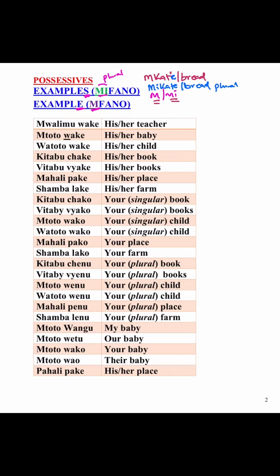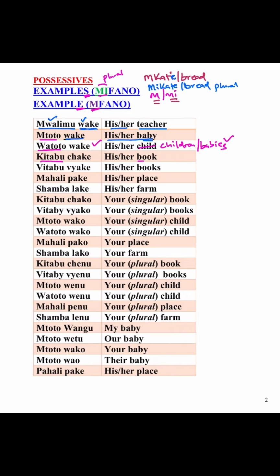So let's continue. Mwalimu. Mwalimu means teacher. So if you say mwalimu wake, ake, remember, means his or hers. So we use W because it's a person. The teacher is a person. So his or her teacher, we say mwalimu wake. Mtoto. Mtoto means baby. Mtoto wake means his or her baby. Watoto. So see here. Wa. When you're talking about people, the plural is always wa. So mtoto is one child or one baby. Watoto will be many. So not child, but children or babies. So watoto wake means his or her children or his or her babies.